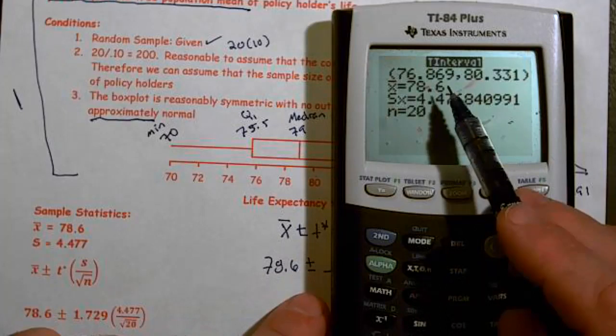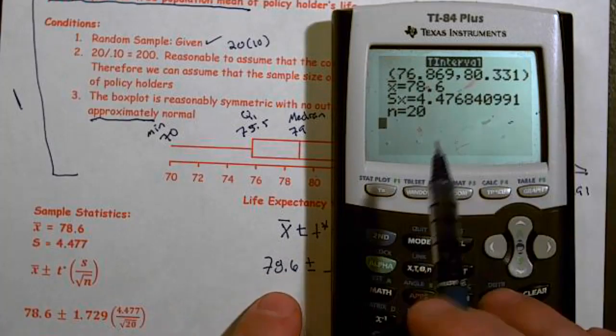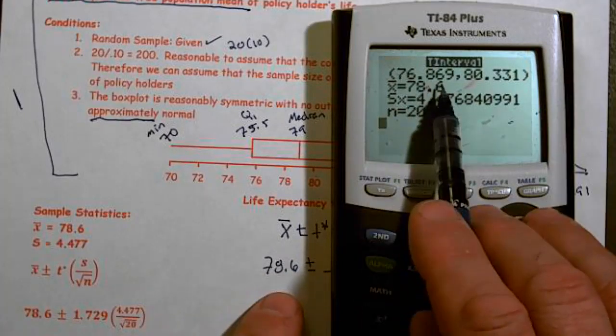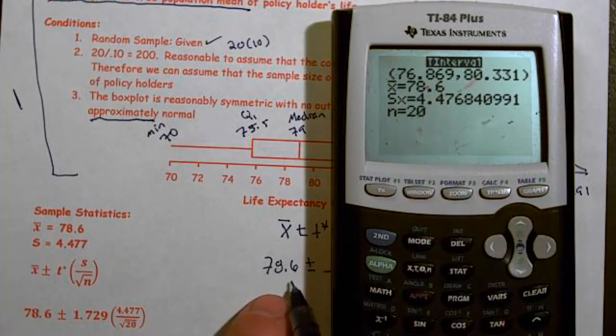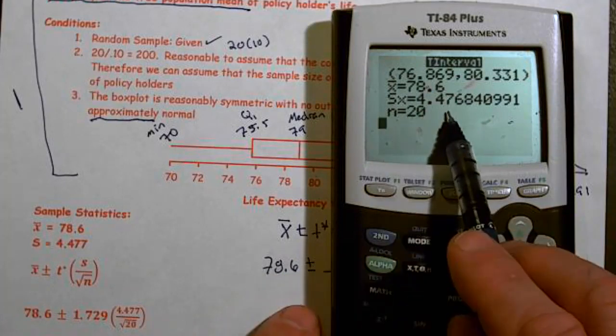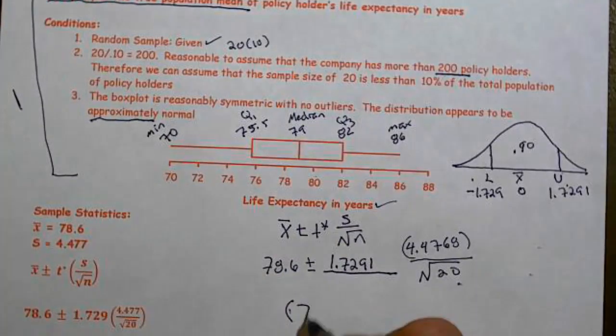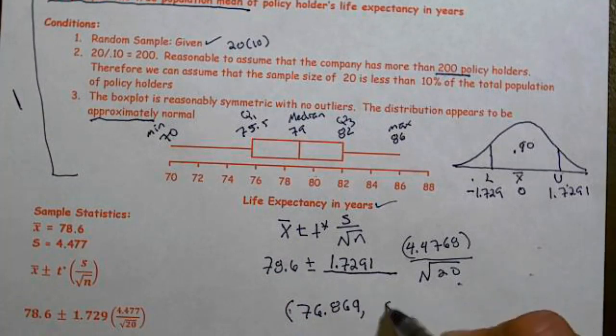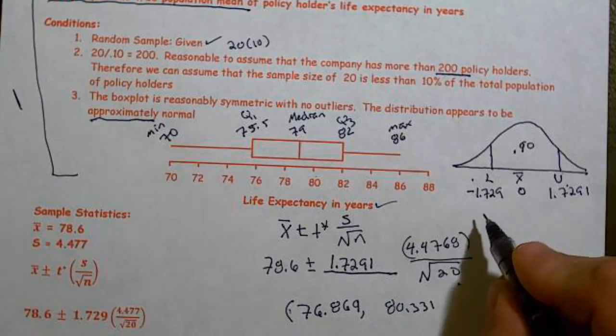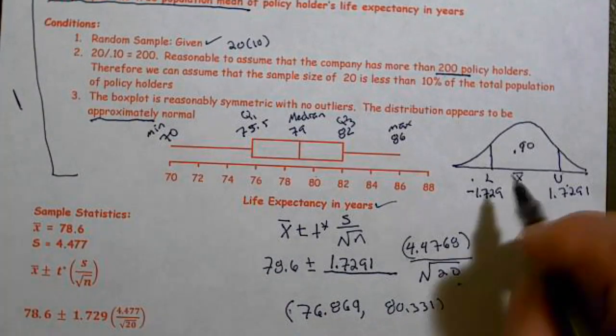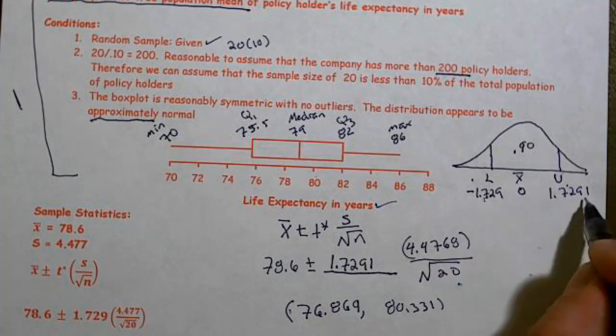And when I do that, I end up getting a lower bound of 76.869. There's the x bar that we calculated, and here's the standard deviation of the sample that we have. So we have a lower bound of 76.869 from the calculator, and then we have an upper bound of 80.331. These are our t star values.